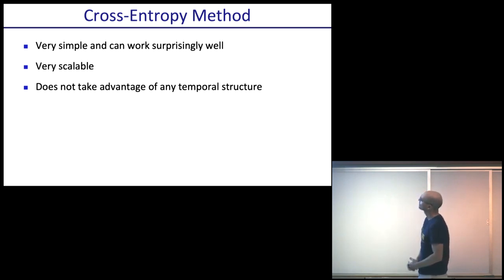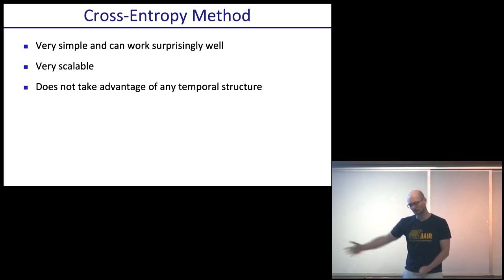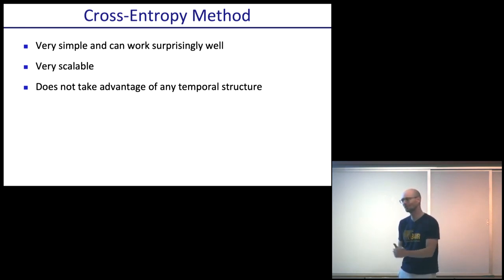It does not take advantage of any temporal structure. And I would say that's really the key thing we're going to start doing in what follows. We're going to find a method that really takes advantage of temporal structure and also, compared to finite differences, doesn't need two rollouts per single entry in the gradient vector.